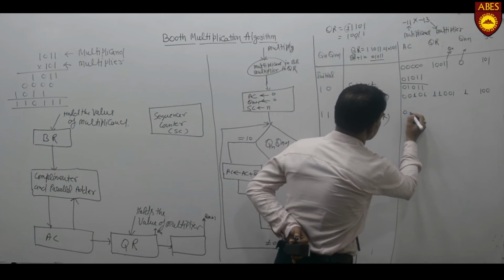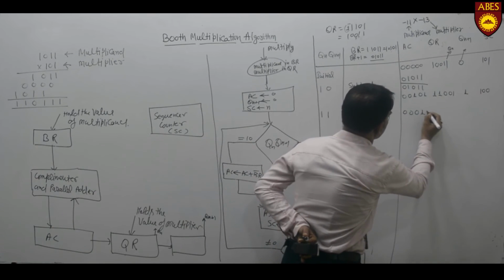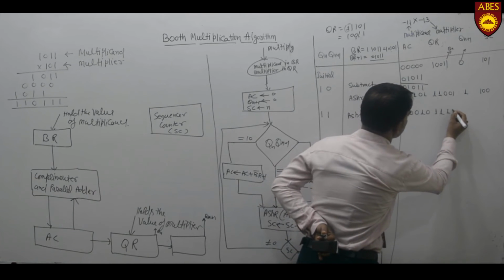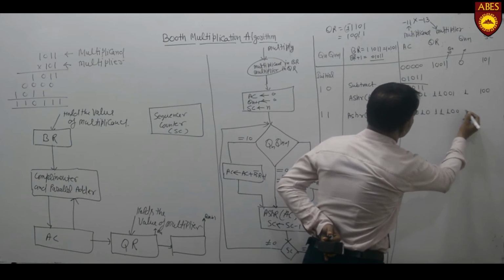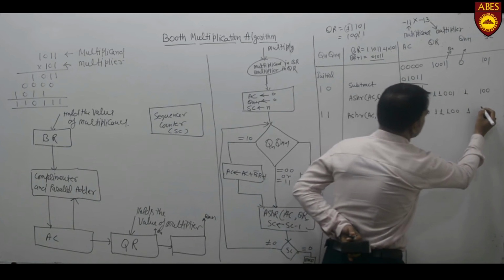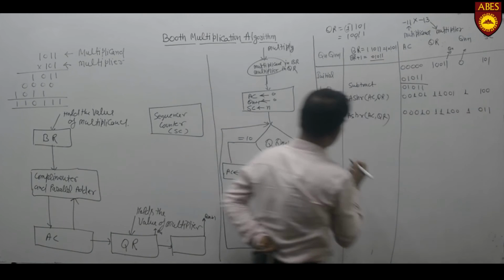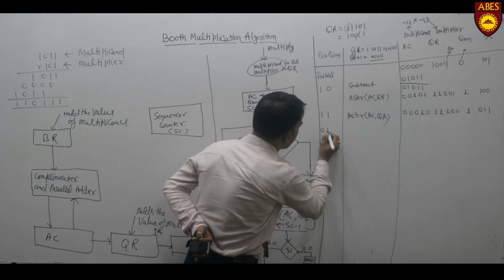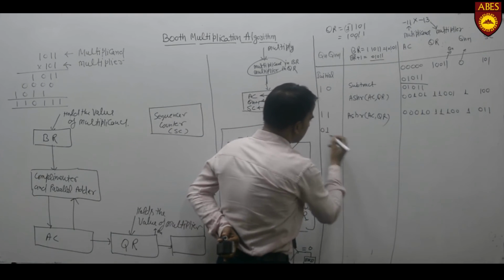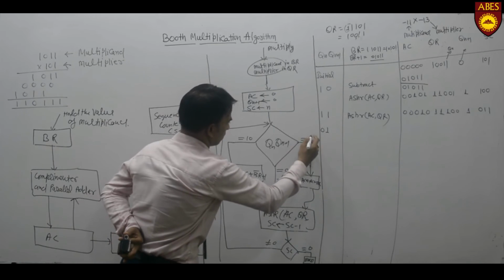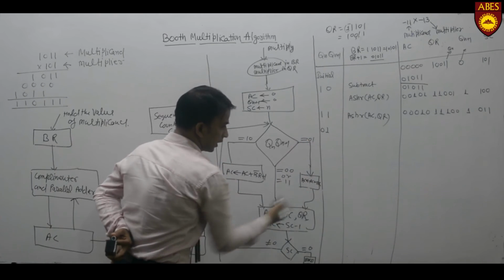Again, 1, 1, 1, 0, 0 and 1, and decrement the value of the sequence counter. Again we have to check the value of Qn and Qn plus 1. It will be 0 and 1. It means we have to perform the addition operation.